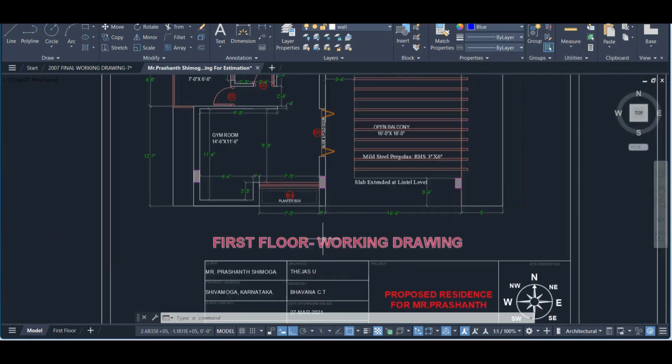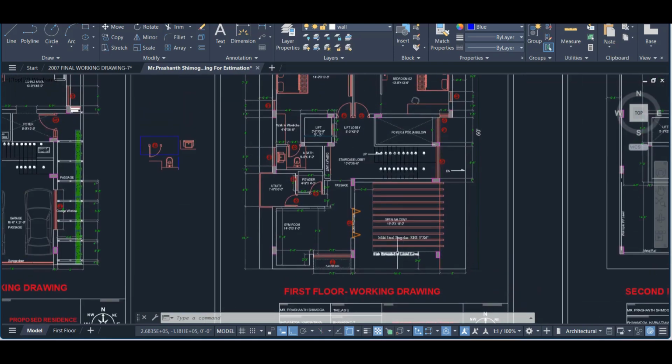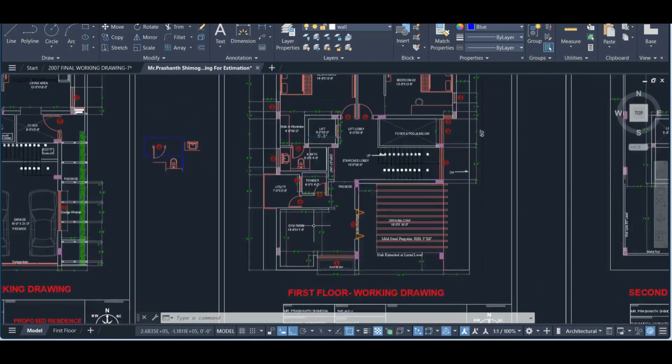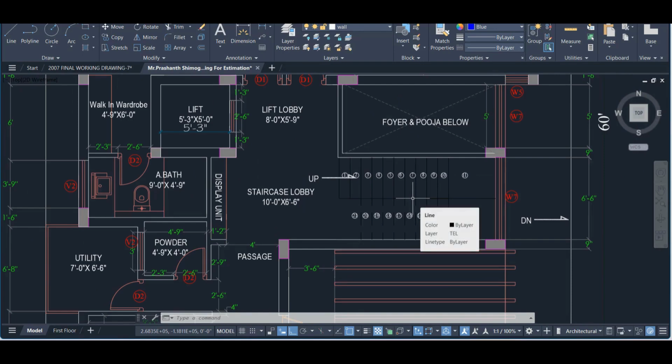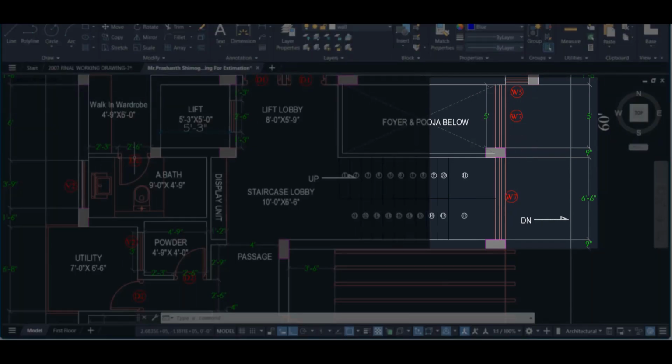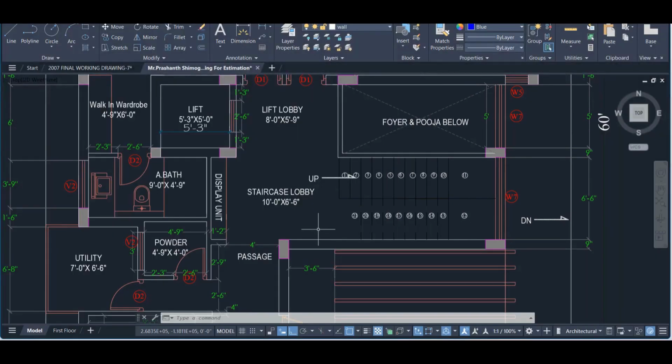Now you come here, the first floor working drawing. Again we have a gym room here and this is the staircase. While showing the staircase portion, always make sure to indicate which side is up. This side is up, meaning it is gradually increasing like this, and you can give the numbers 1, 2, 3. I have also given names like W7, W5, W6, V2, D2. These we call the opening schedule.